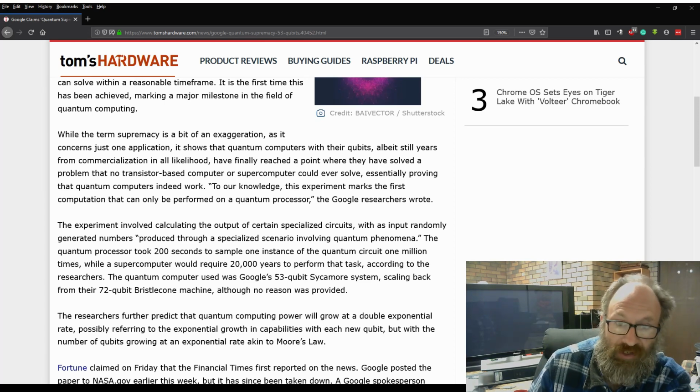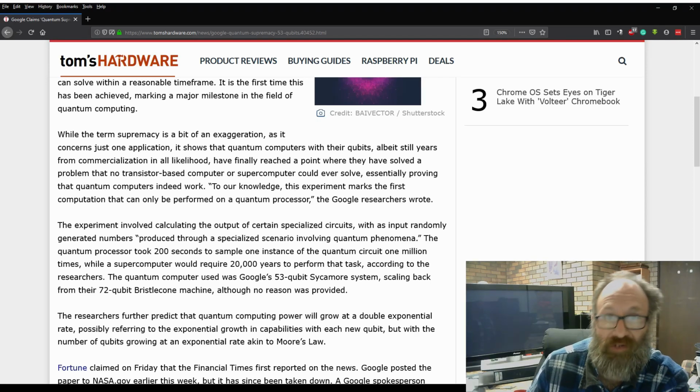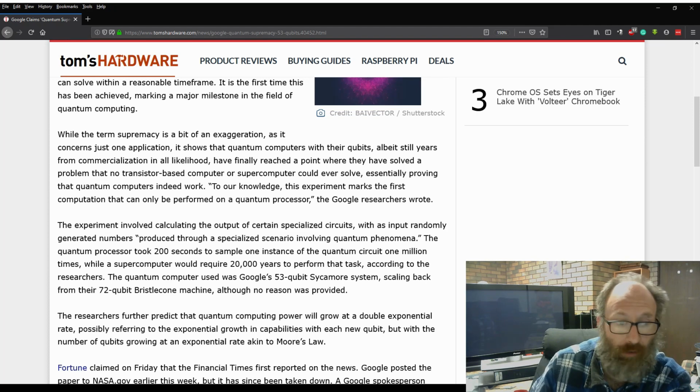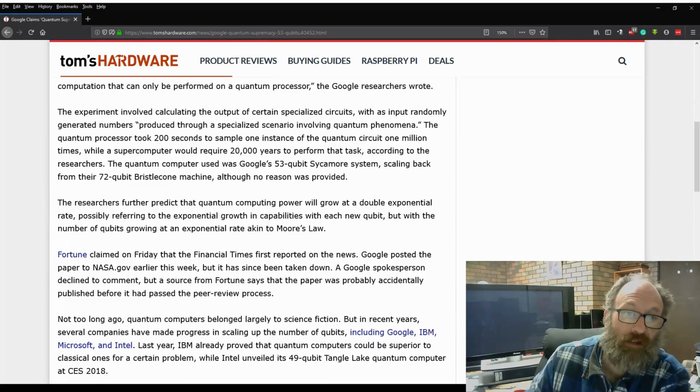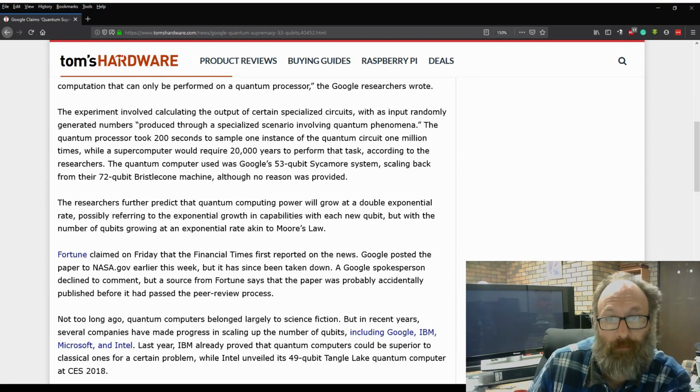Quote, to our knowledge, this experiment marks the first computation that can only be performed on a quantum processor, close quote, the Google researchers wrote. The experiment involved calculating the output of certain specialized circuits with an input of randomly generated numbers, quote, produced through a specialized scenario involving quantum phenomena, close quote. The quantum processor took 200 seconds to sample one instance of the quantum circuit 1,000,000 times, while a supercomputer would require 20,000 years to perform that task, according to the researchers.